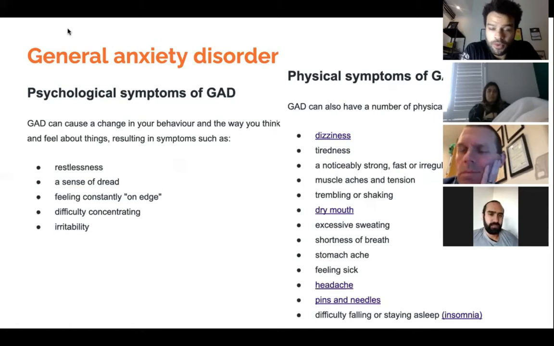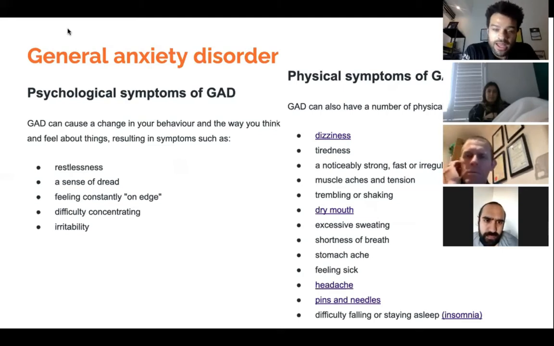So sympathetically more aroused: dry mouth, excessive sweating, once again, sympathetically more aroused, shortness of breath, once again, sympathetically more aroused, stomach ache, you could draw it to the same thing, feeling sick, you draw it to the same thing, headache, see in a bit, pins and needles, difficulty falling or staying asleep.